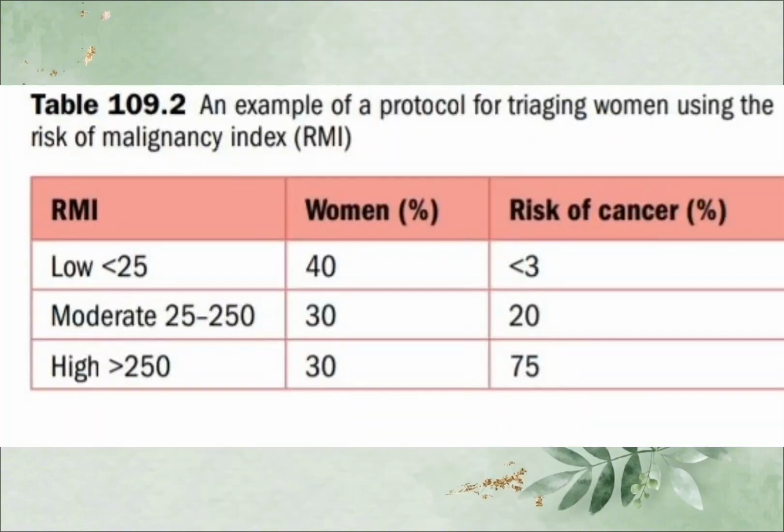Then next question being asked is the protocol of triaging women depending upon the RMI score. Low, intermediate and high risk. Low categorizes less than 25 RMI value and the risk is less than 3%. Then 25 to 250, the risk is 20%, and above 250 value risk is 75%.